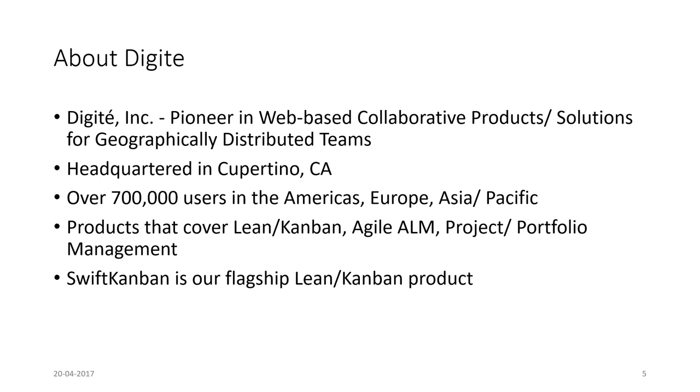A quick introduction to Digite. We are a web-based collaborative product solutions for geographically distributed teams. That's our core expertise. We are based in the US. Across our products, we have over 700,000 licensed users, so that's a pretty established community of licensed users that we have. Our products cover lean, Kanban, agile development, ALM, project portfolio management, and SwiftKanban that we're going to talk about for the rest of the webinar today is our flagship lean Kanban product. So we will talk about that for today.